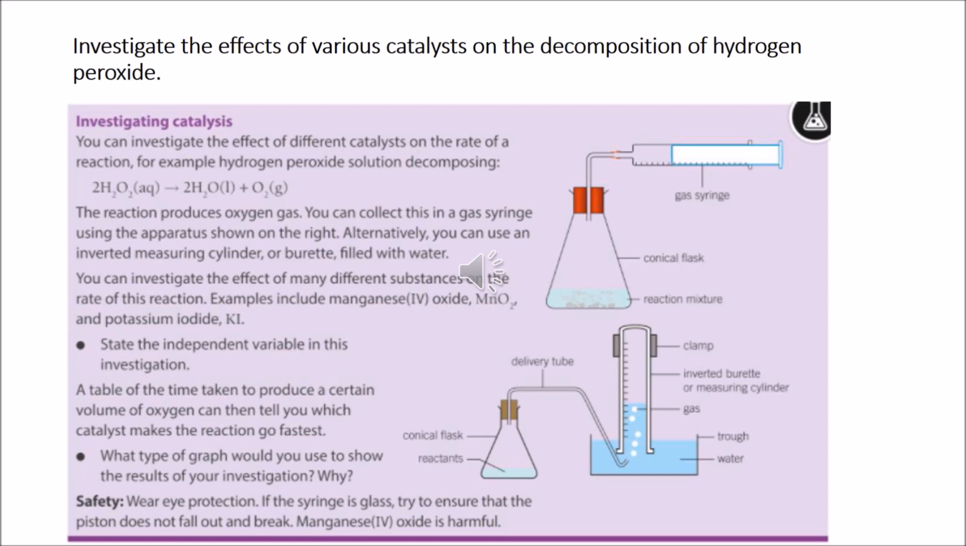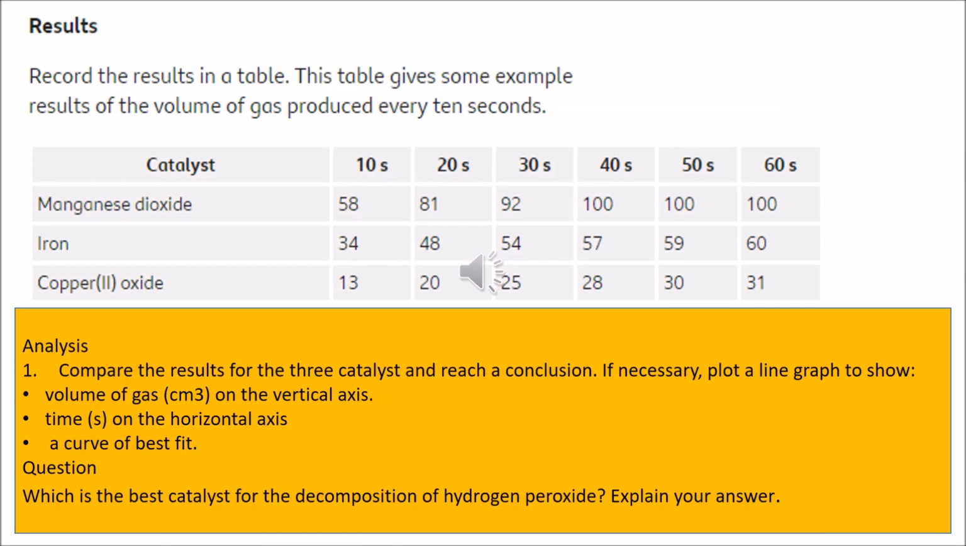So very quickly in your book, I want you to draw the diagram and label the diagram correctly, and also write down the word equation and state the independent variable in this investigation. Right, this will be your task number 3.